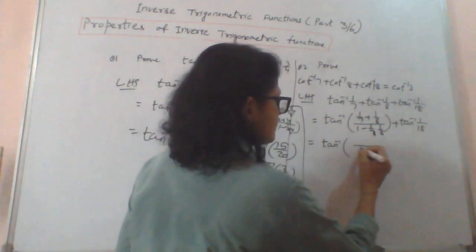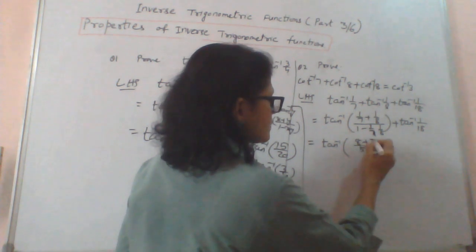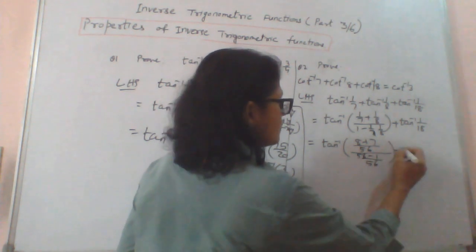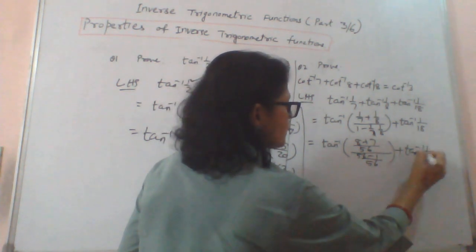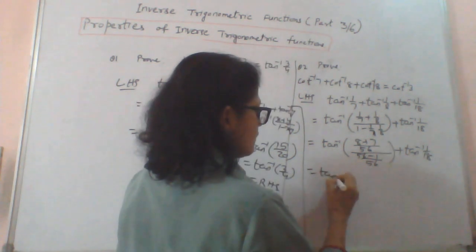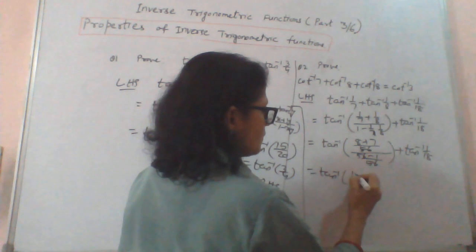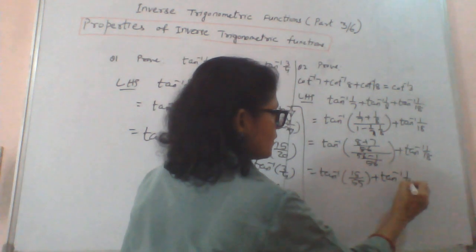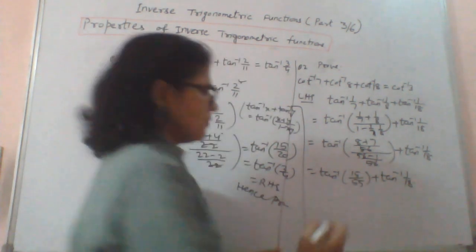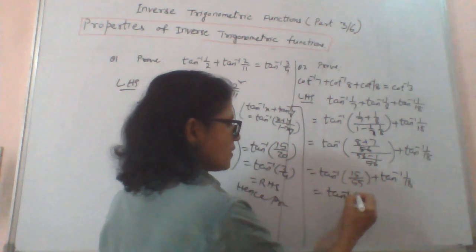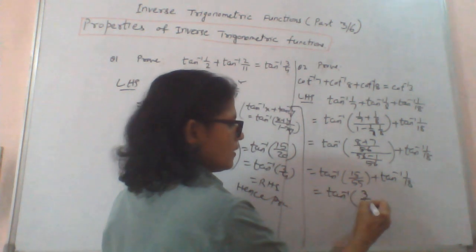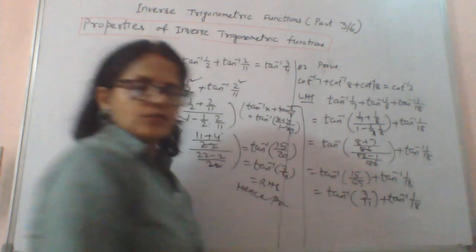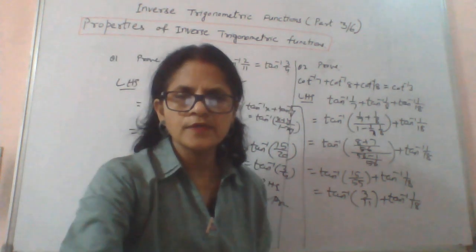So here it is 56. Now it is 8 plus 7 over 56 minus 1, plus tan inverse 1 by 18. So tan inverse, you are getting 15 by 55 plus tan inverse 1 by 18. So 15 by 55 means you are having here tan inverse 3 by 11 plus tan inverse 1 by 18. So again we are having tan inverse x plus tan inverse y.